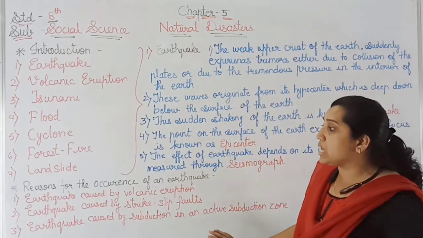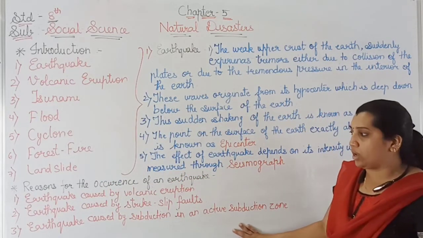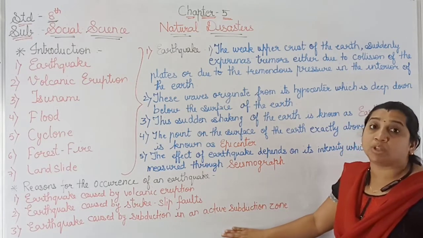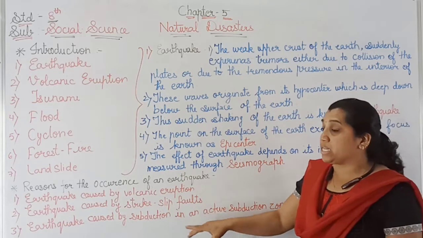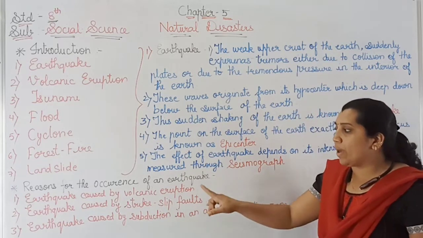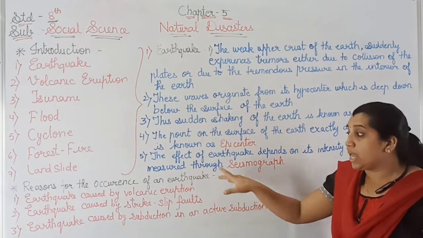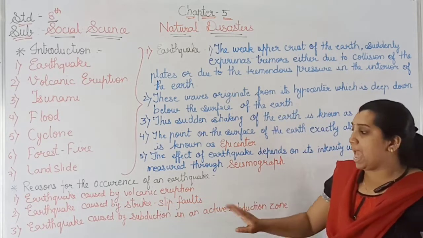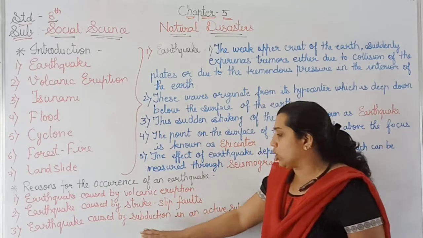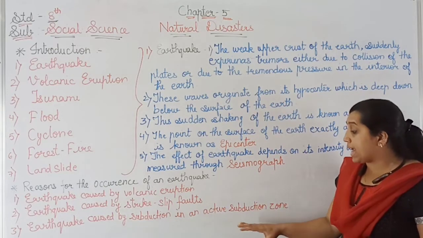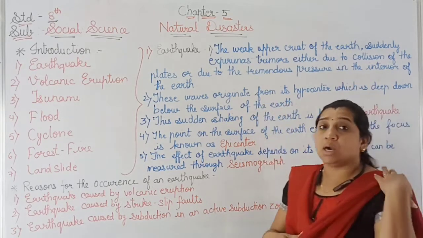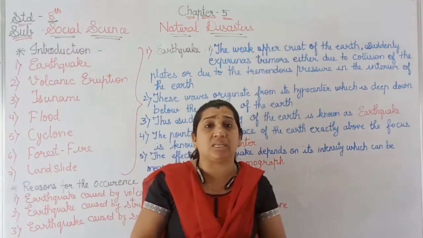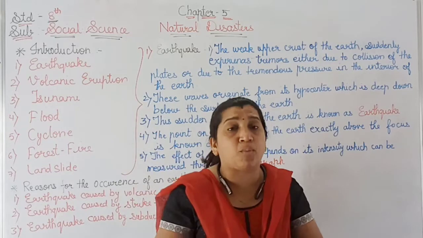Now what are the reasons for the occurrence of the earthquake? The 3 reasons are: first, earthquake caused by volcanic eruption, second, earthquake caused by strike slip faults, and the third, earthquake caused by subduction in an active subduction zone.